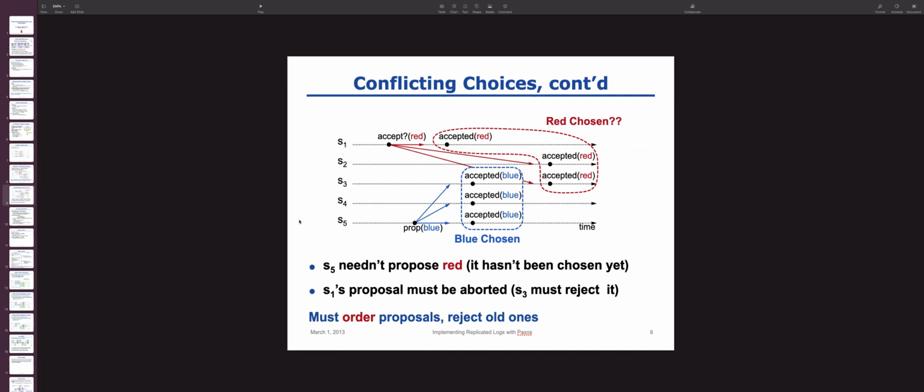Chosen is different from accepted. Accepted doesn't mean it's chosen. Chosen means the value has reached the consensus stage. Yes, you're right. Once the consensus is done, then chosen comes into the picture. Now we are trying to say accept this value, so it could be accepted or not based on the consensus. When we go through the algorithm, we'll get all these questions clarified.